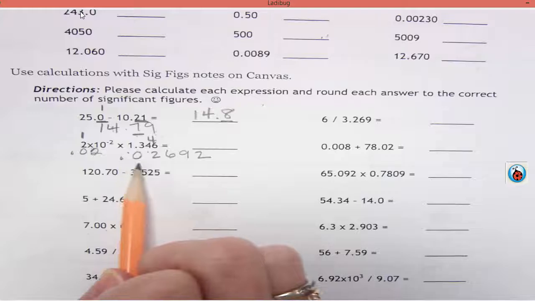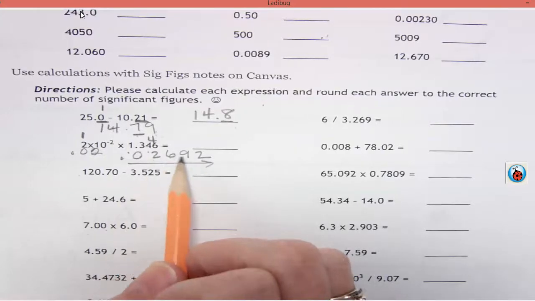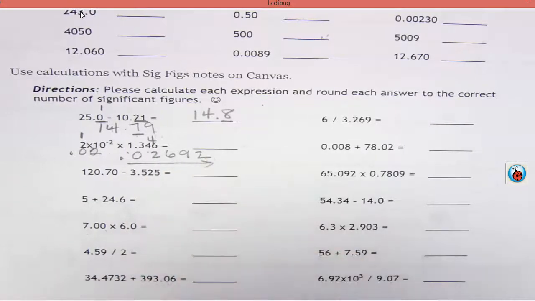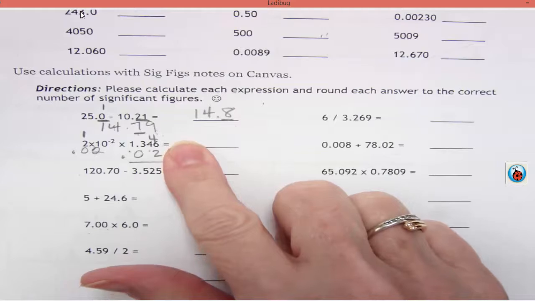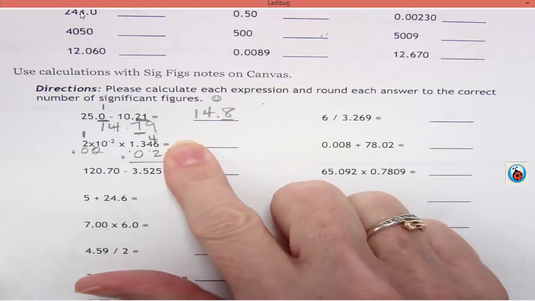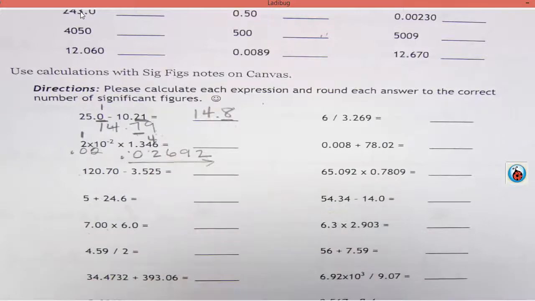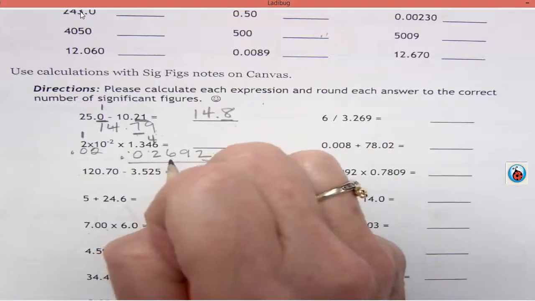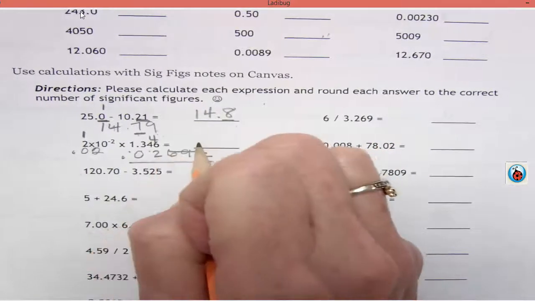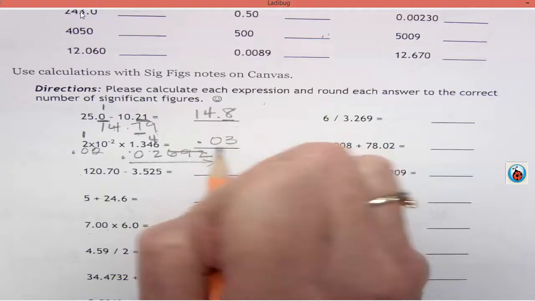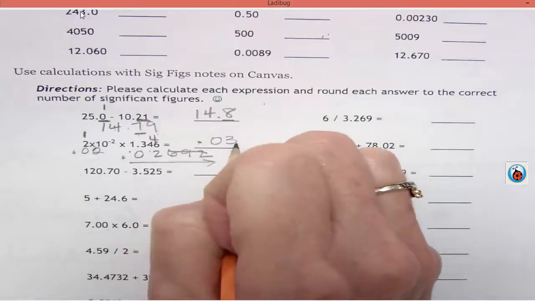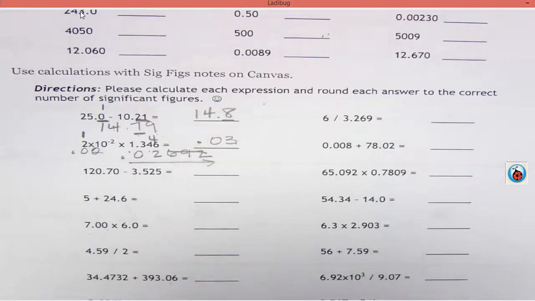Right now I've got how many Sig Figs? 1, 2, 3, 4. But I only want one. So I'm going to round off where? Right here, because that's one Sig Fig. But this number is 5 or greater. So that means I'm going to round this number up to 3. So I get 0.03 is my final answer.